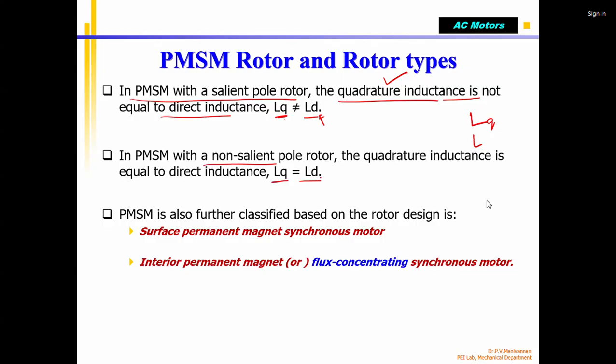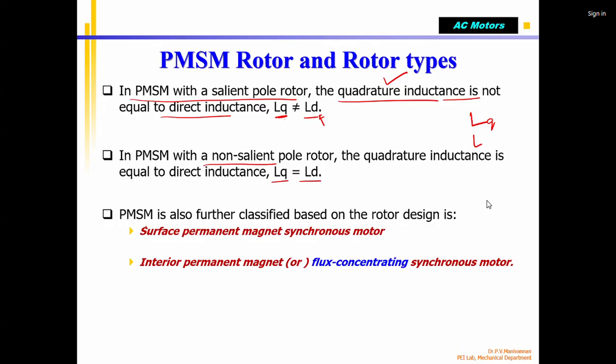Just for information: if you are going to work on designing the motor, you have to know more about it, but the only thing you should know is the difference from the exam point of view. If it is a salient pole rotor, the quadrature inductance will not be equal to the direct inductance. If it is a non-salient pole rotor, then the quadrature inductance will be equal to the direct inductance.